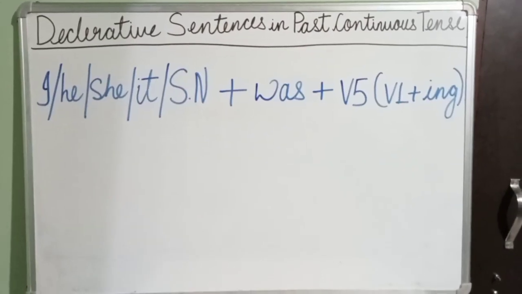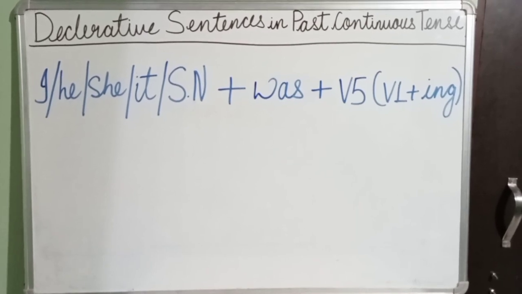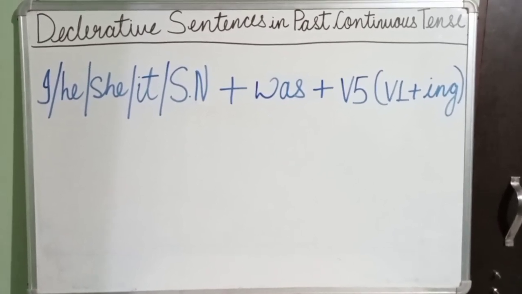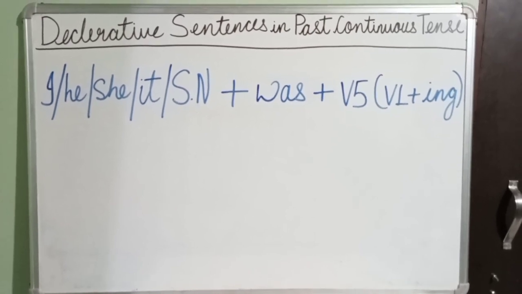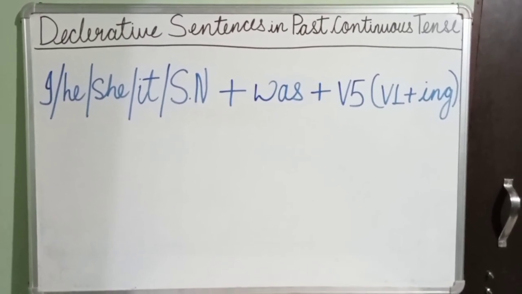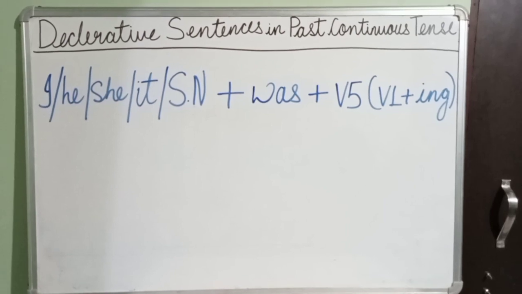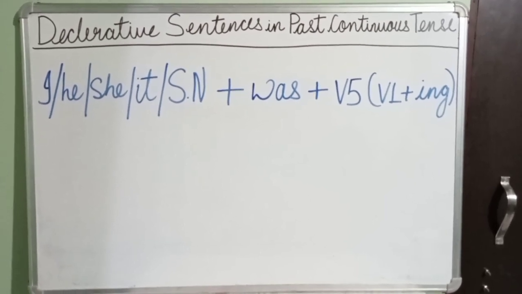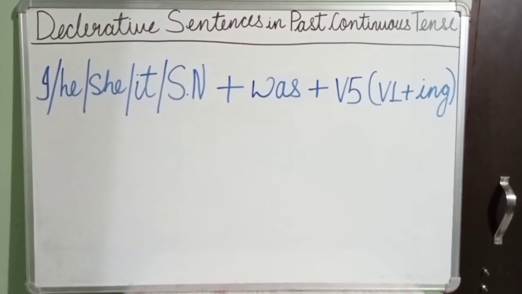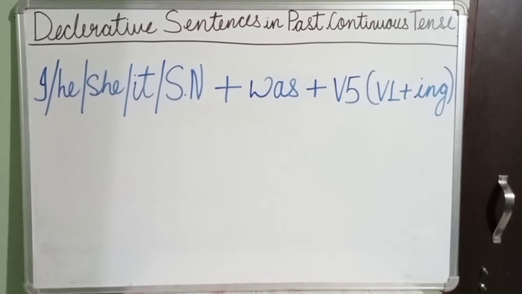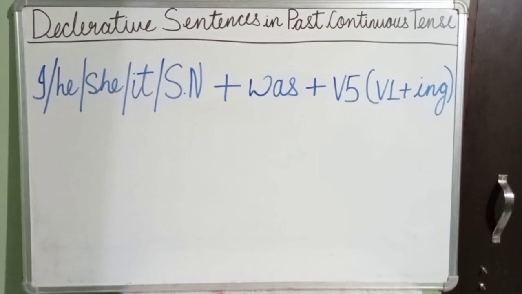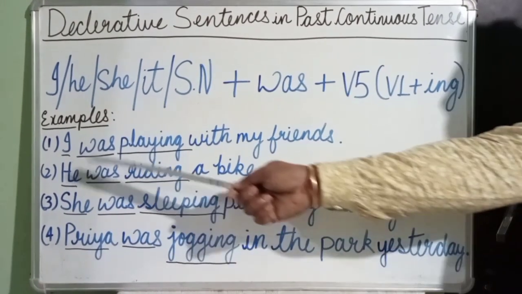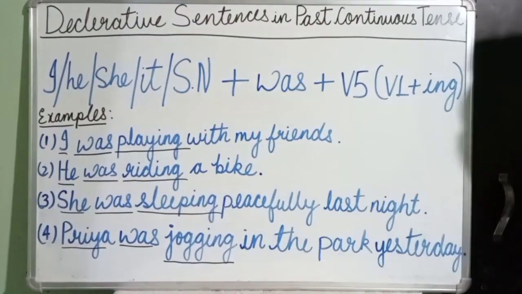Now children, let us see the rules for making declarative sentences in past continuous tense. So here, with the single subjects like I, he, she, it, or single noun, we have to add was plus the fifth form of verb. Let us see some examples. Example 1. I was playing with my friends.